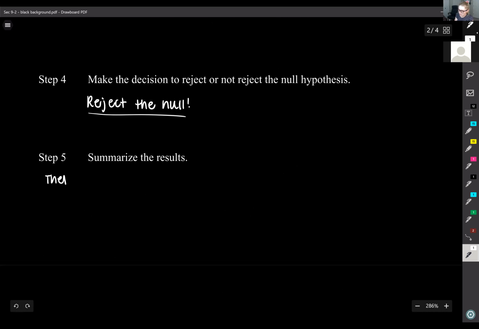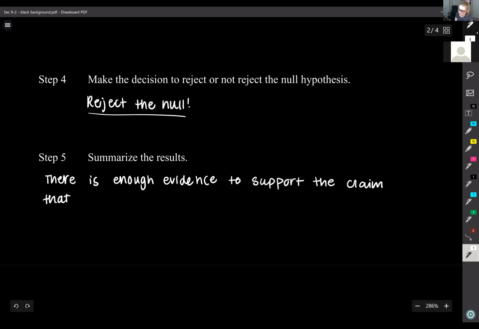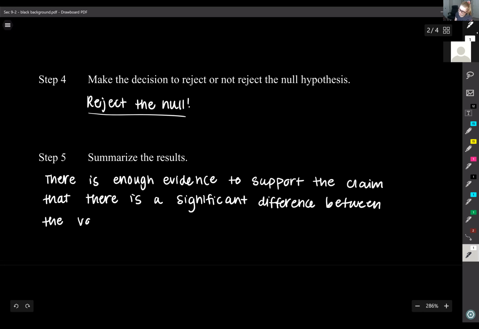So this means that there is enough evidence to support the claim that there is a significant difference between the values of the two groups.